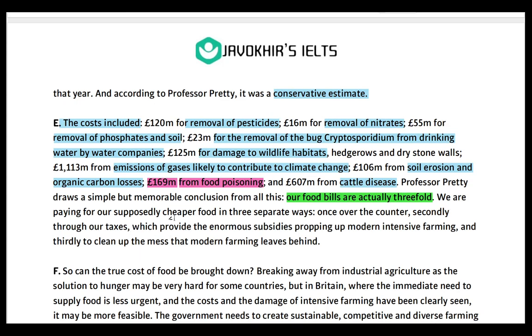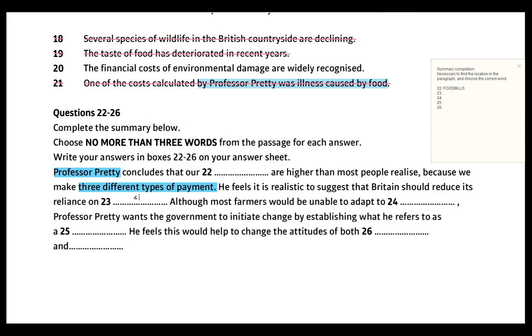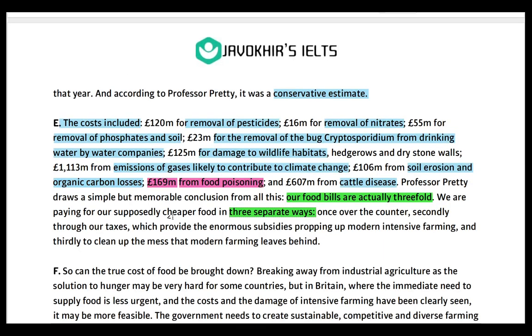We are paying for our supposedly cheaper food in 3 separate ways. In 3 separate ways, there we go. We can see that in 3 separate ways is a synonym for in 3 different types of payment. He feels it is realistic to suggest that Britain should reduce its reliance on something, although most farmers would be unable to adapt to something else.